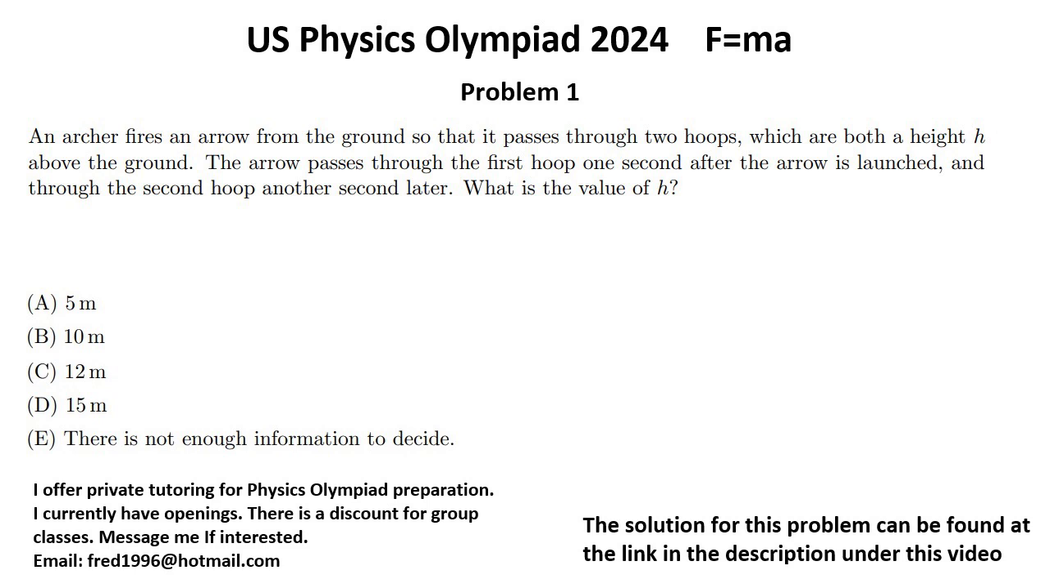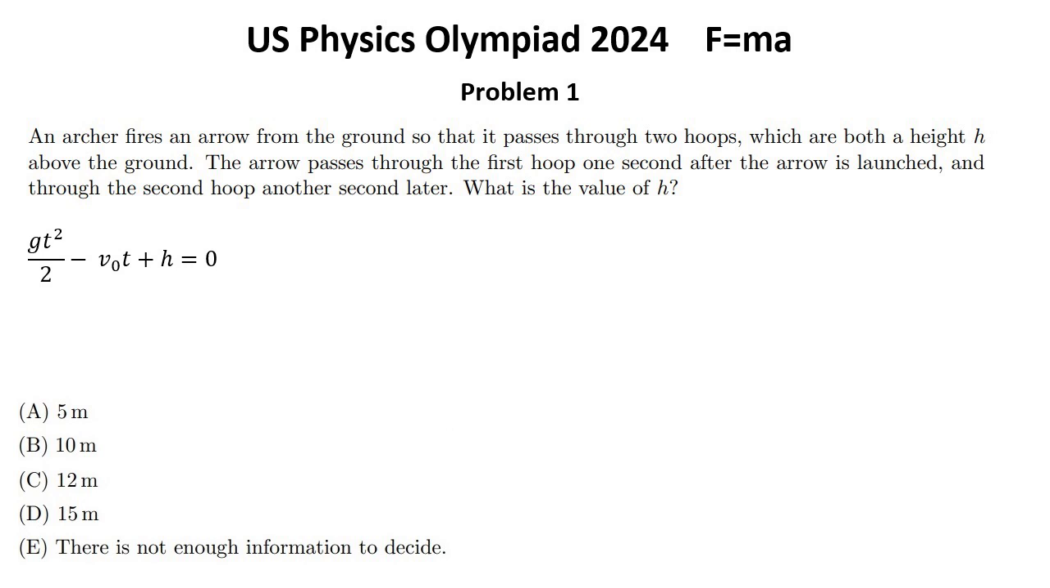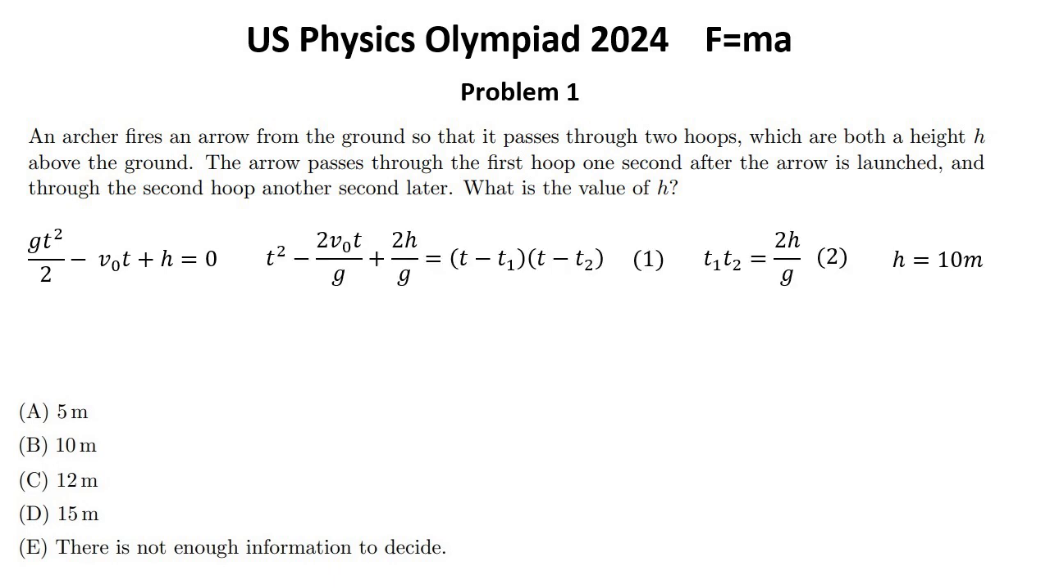Solution for the problem number 1. Obviously the times t1 and t2 satisfy the equation g t squared over 2 minus v0 t plus h equals 0, where v0 is the initial upward velocity. Therefore, we have equation 1, from which we read off equation 2. Plugging in the numbers gives h equal 10 meters.